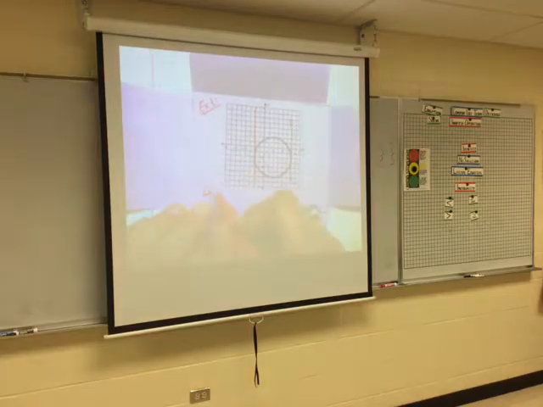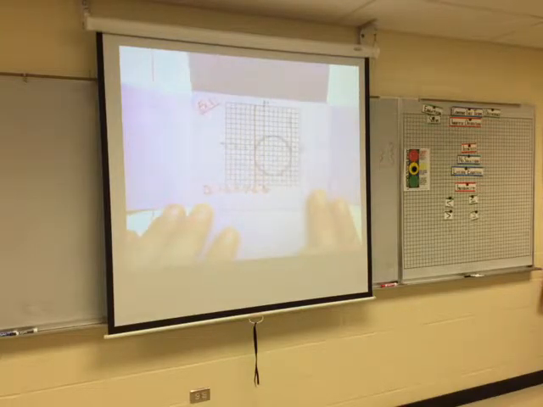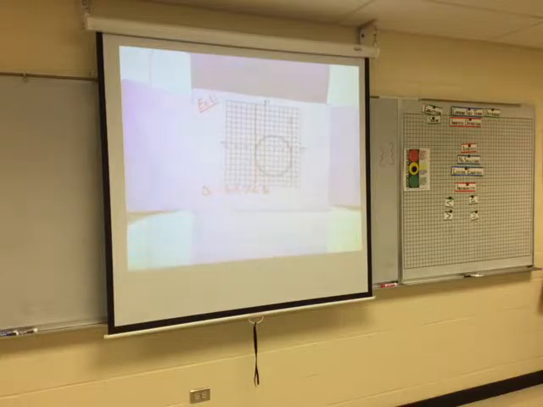So I'm going to say my domain is -2 is less than or equal to x, whose domain are the x values, is less than or equal to +6. So this means x is everything between -2 and +6.